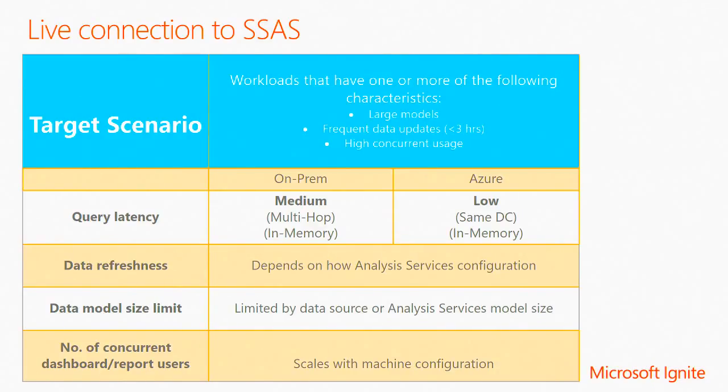Over on the right there, for Azure, we labeled this as low. Again, a generalization, but this is just to account for the fact that analysis services in Azure, especially if you set it in the same data center, requires fewer hops to get from Power BI to analysis services. The data freshness, again, here Power BI is going to be constantly making requests in real time to analysis services, and so the data is as fresh as you've configured it to be in analysis services. That's why we say depends. And the data model size limit is limited by the analysis services model size that you set up. So as big as you want to make it, you can make it. And finally, number of concurrent users.